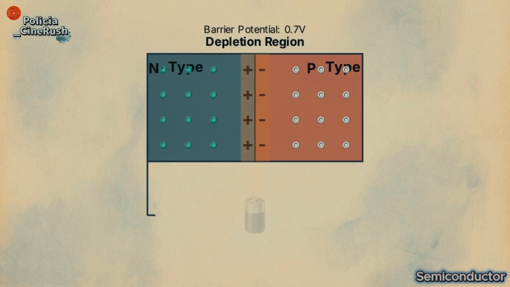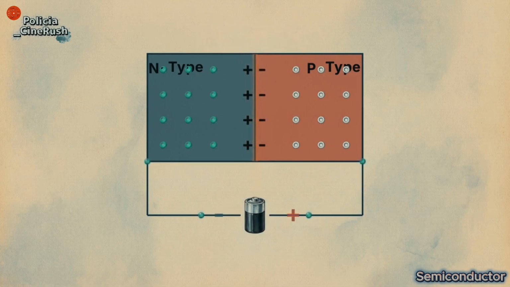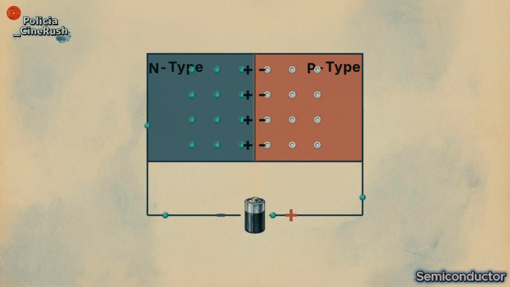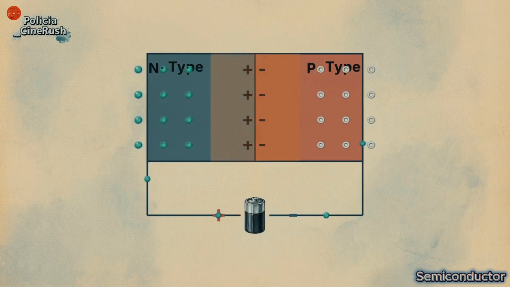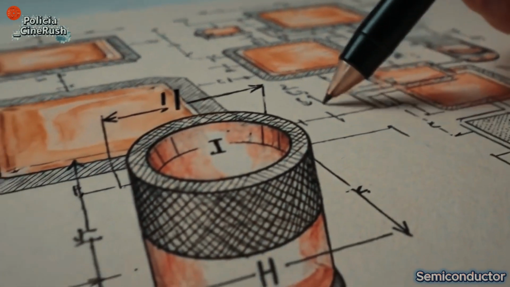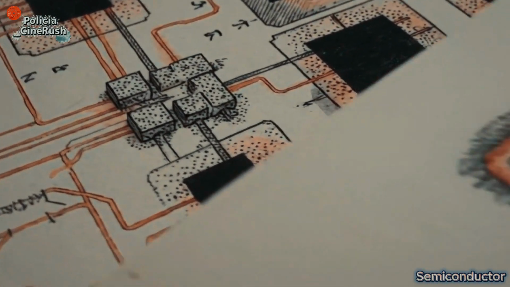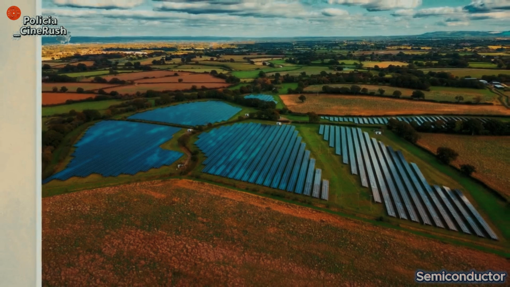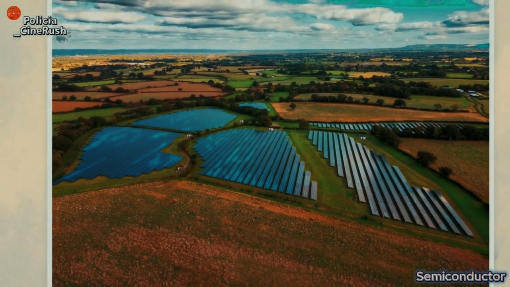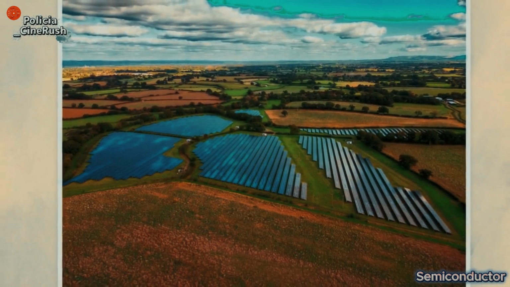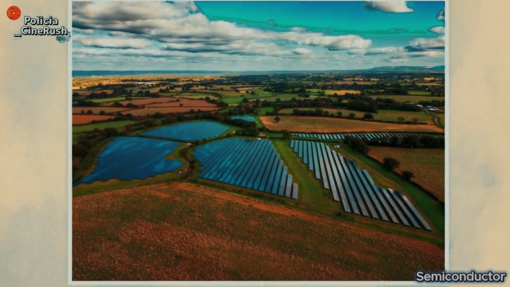We can manipulate this barrier with an external voltage. Forward bias shrinks the depletion region to allow current, while reverse bias widens it to stop the flow. This directional control of electrons is the mechanical basis for the diode, the transistor, and the solar cell. A commercial solar panel is a large-scale application of this junction. It is a flattened PN junction designed to capture photons.